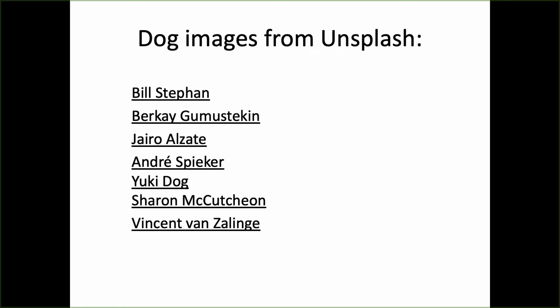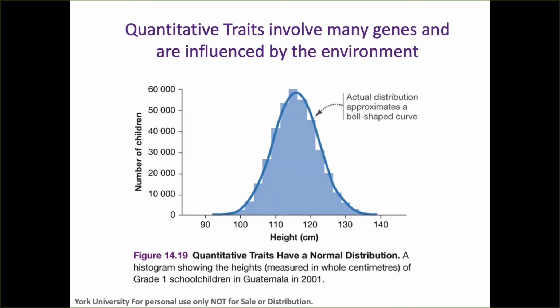Now the situation we've just been talking about is a case where 2 different genes affect a particular phenotype, right? Which is the fur color of a dog. But there are lots of traits and characteristics both in humans and in all organisms that involve multiple genes. And to make it even more complicated, many genes are also influenced by the environment. So a nice example of this would be the height of people.